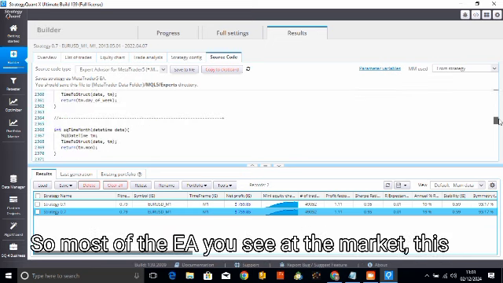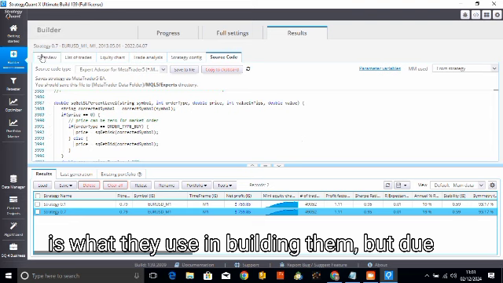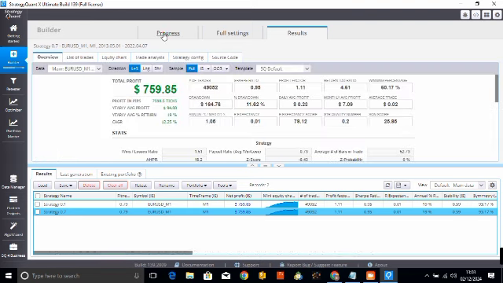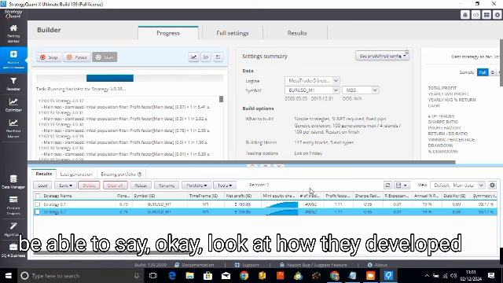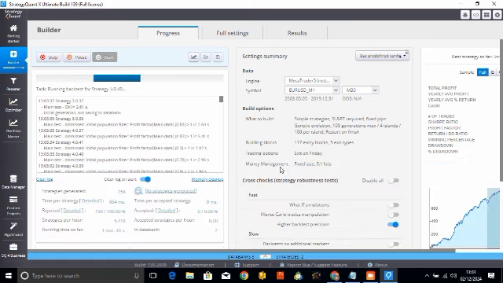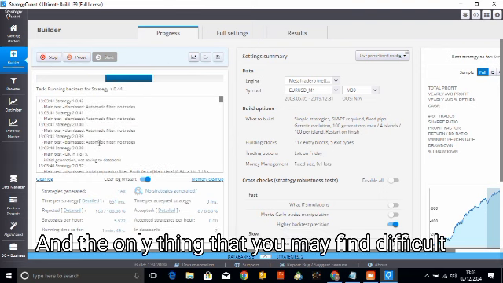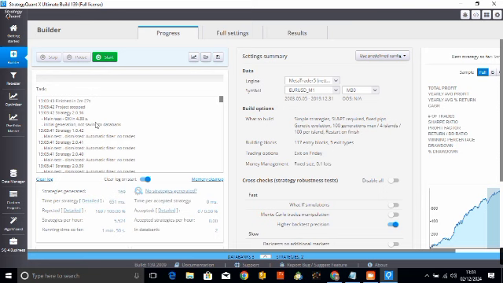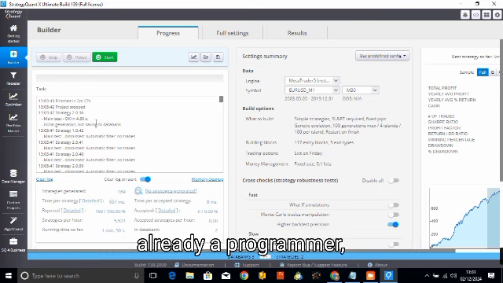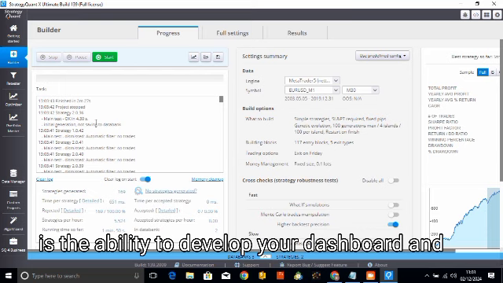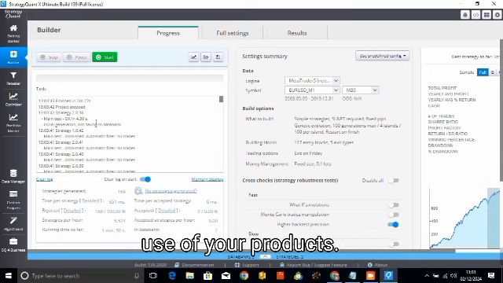So most of the EAs you see on the market, this is what they use in building them. But because you don't have an idea of such, you'll not be able to say, okay, look at how they developed it. Now the only difference, and the only thing that you may find difficult, which is very simple to me because I'm already a programmer, is the ability to develop your dashboard and design it in order to attract people to make use of your product.